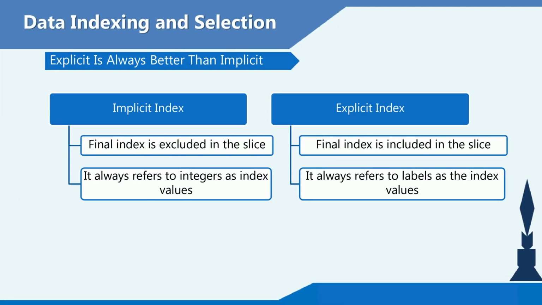One guiding principle of Python code is that explicit is better than implicit. The implicit and explicit index notations have two main differences. In implicit index notation, the final index is excluded in the slice. In explicit index notation, the final index is included in the slice. The implicit index always refers to integers as index values, whereas the explicit index always refers to labels as the index values.